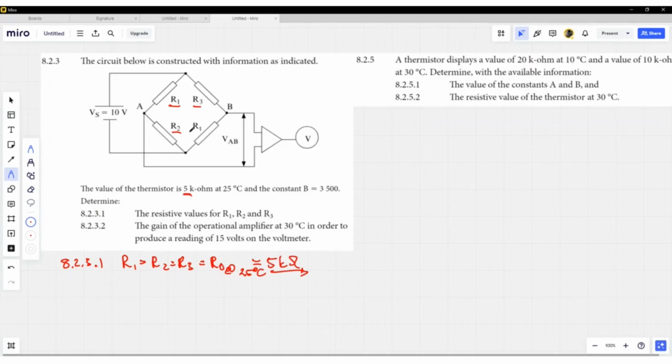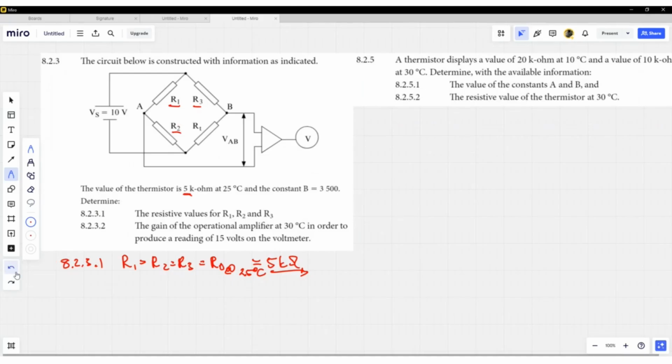You can, however, pick different values. For instance, that will still give you balanced voltage. You can maybe pick R2 as 5 kilo ohms and R1 as 1 kilo ohms. But then if you pick R1 as 1 kilo ohms, then R3 also needs to be 1 kilo ohms. That will just keep the voltage division between points A and B the same. But we're not going to take that route though.